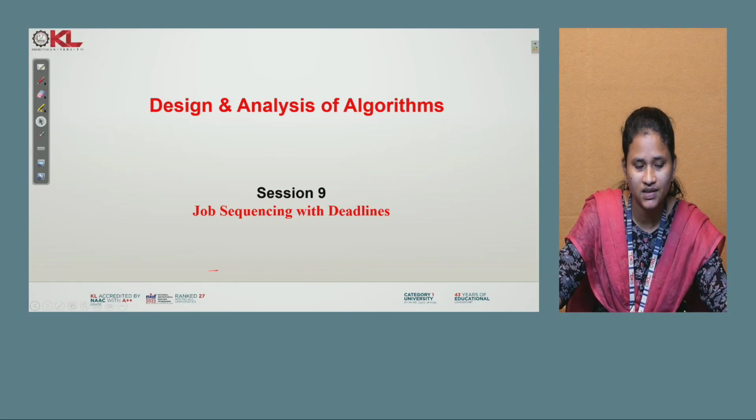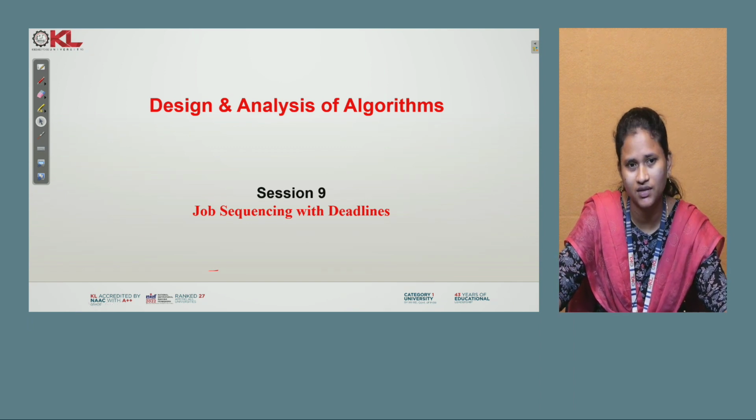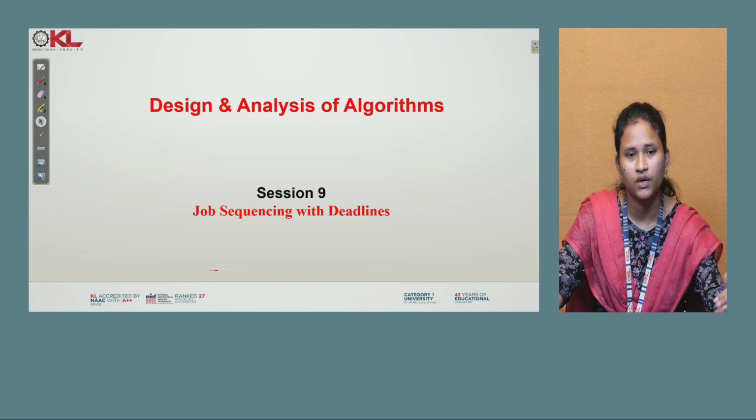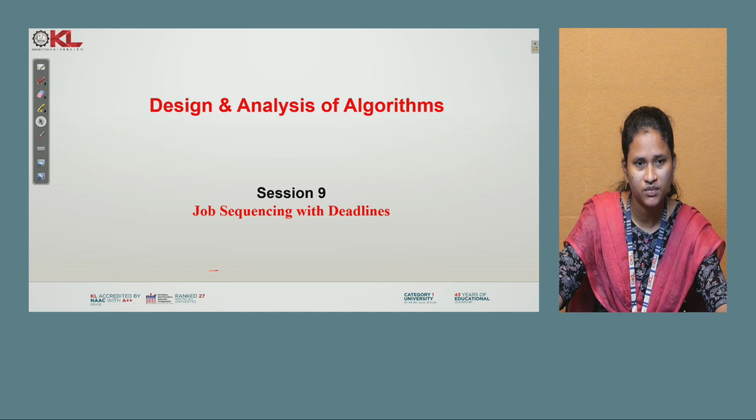As we have already discussed the introduction for greedy method with some examples, a general example I have chosen and a real time example I have explained already. Under greedy method, here we are going to discuss in CO2 some problems. I have picked one problem to explain, that is job sequencing with deadline.